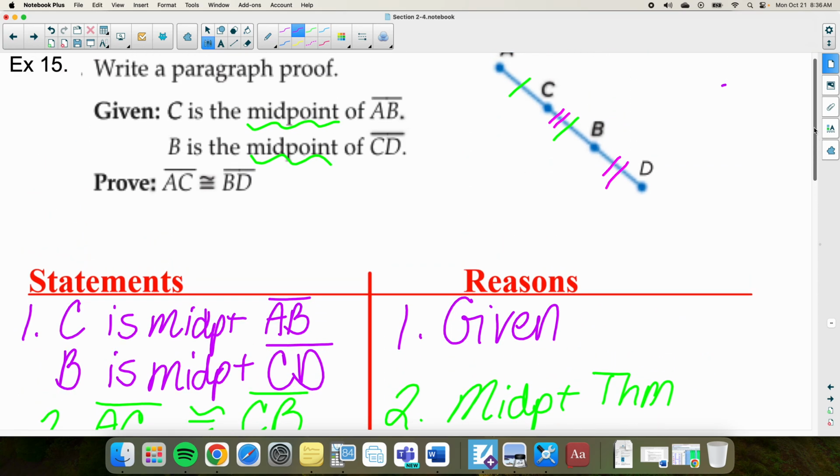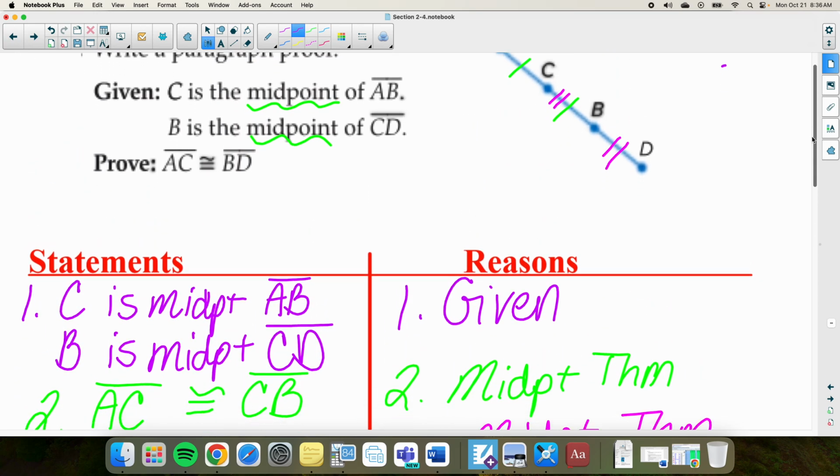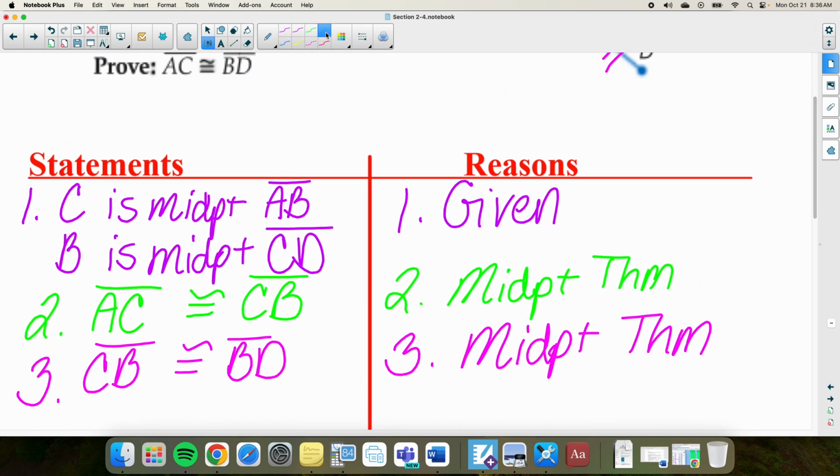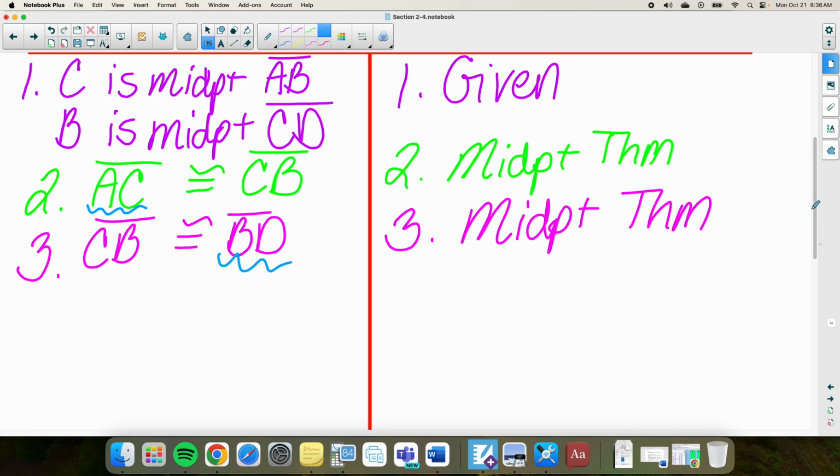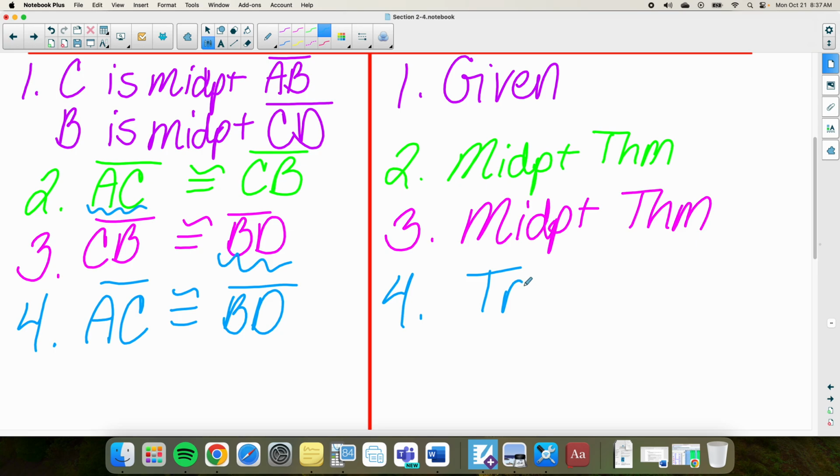Now, let's look. We eventually want this and this to be equal or congruent. Anyone notice something there that we could do? Transitive again, right? Where these two CBs cross out. So I could say then that segment AC is congruent to segment BD, and that is by the transitive property.